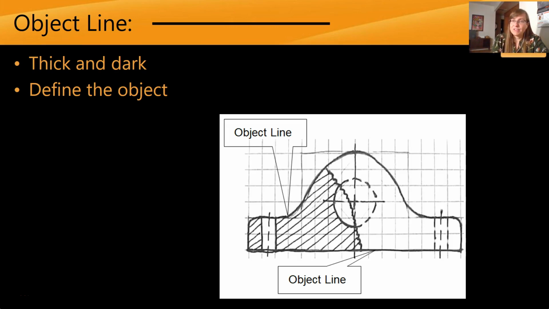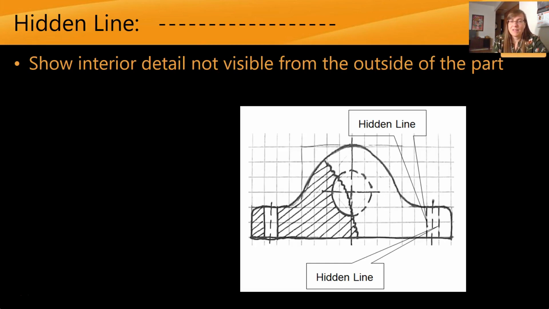Object lines are typically thicker and darker than a construction line, and they are what we use to actually make our objects. They define the outside or any edges or corners of our objects that we can see from that particular view. If there are any lines that we can't see from the view that we're looking at, we can show those with hidden lines. Hidden lines are dashed lines that show things that are typically not visible from that object.